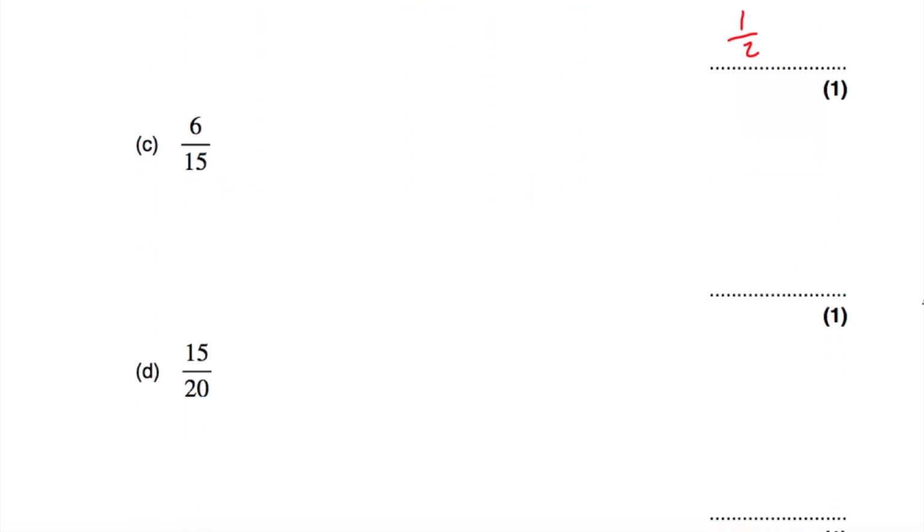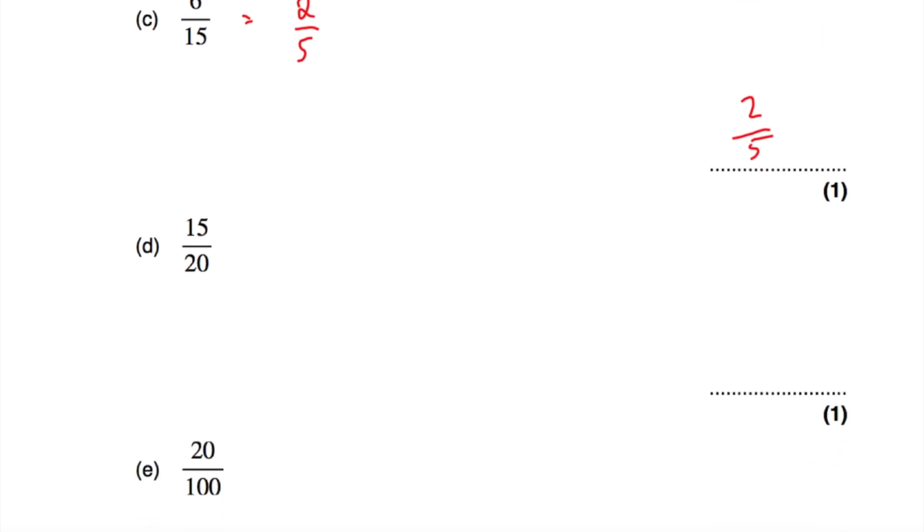Okay, part C. Part C, we've been asked to simplify 6/15. Now 6 and 15 are both divisible by 3. They're both in the 3 times tables. So if we divide the numerator by 3, 6 divided by 3 is 2. And 15 divided by 3 is 5. So that'll be 2/5. So that means that 6/15 is the same as 2/5.